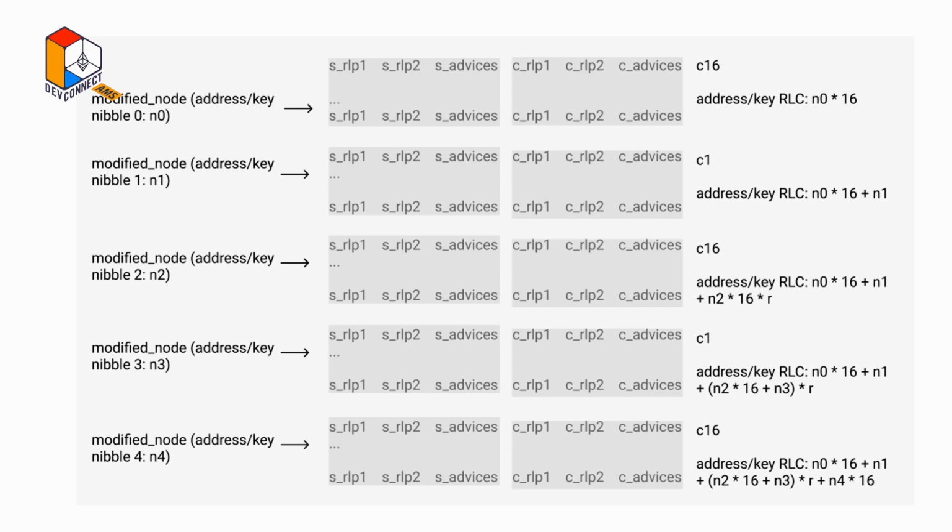But if there is some extension node in between, extension nodes have some additional nibbles, and when one has an odd number of nibbles, this alternation is broken. So there needs to be some additional branching for the constraints.